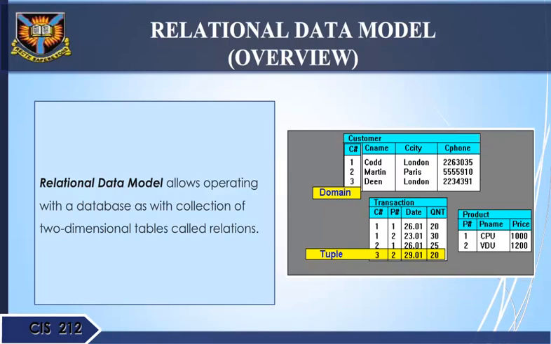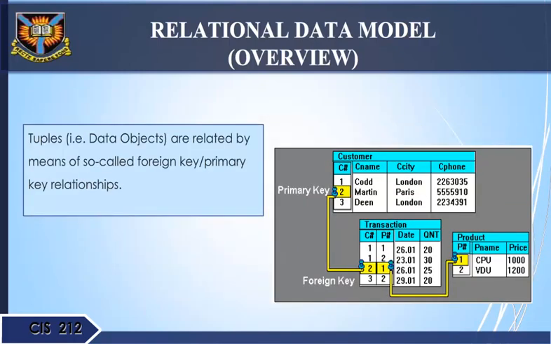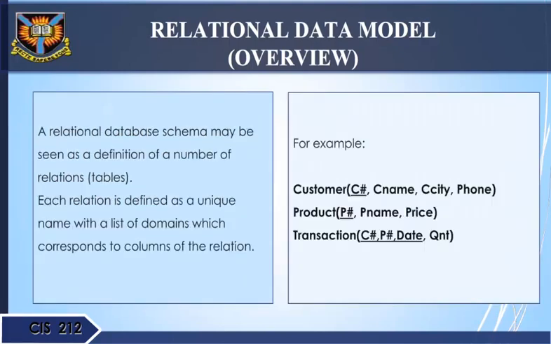Relational data model overview. The relational data model allows operating with a database as a collection of two-dimensional tables called relations. Tuples, that is data objects, are related by means of so-called foreign key and primary key relationships. A relational database schema may be seen as a definition of a number of relations, or tables. Each relation is defined as a unique name with a list of domains which correspond to columns of the relation.